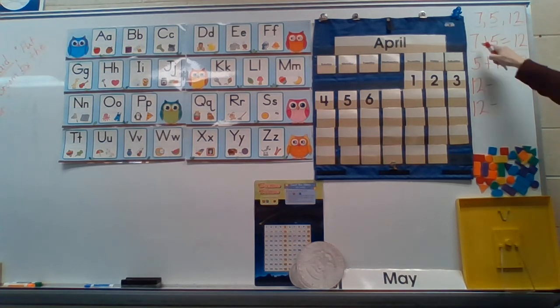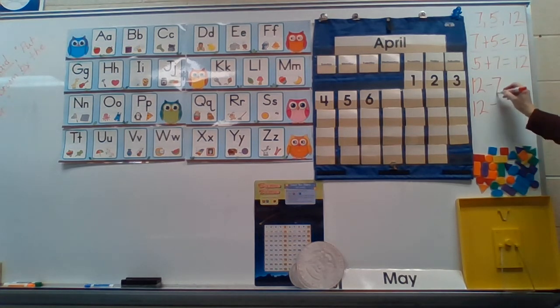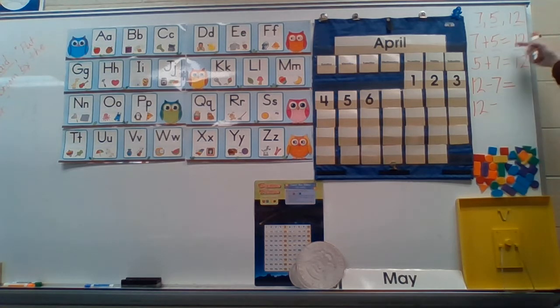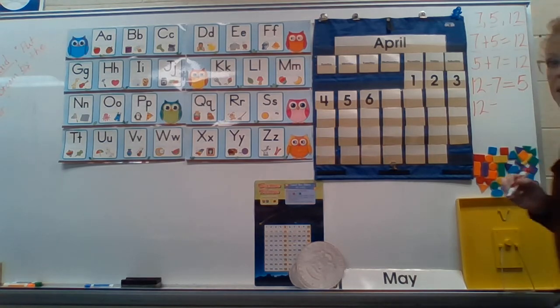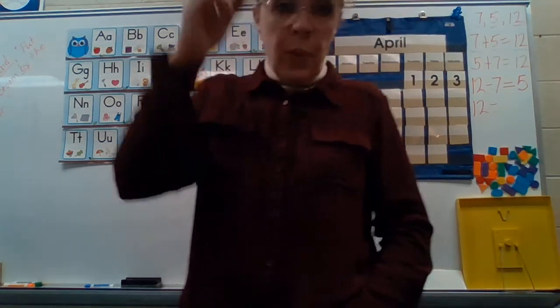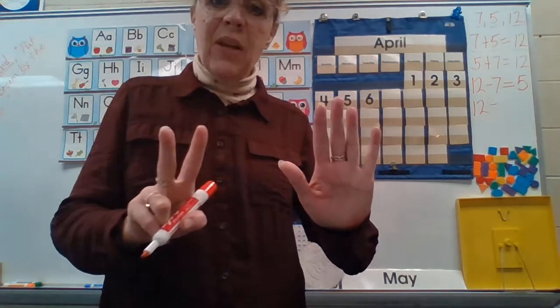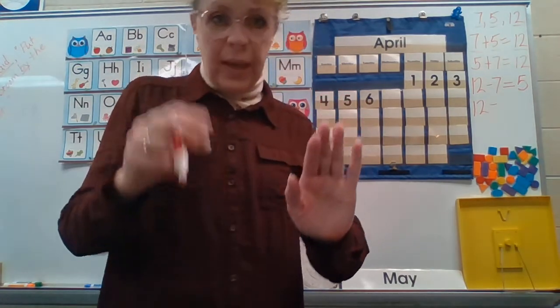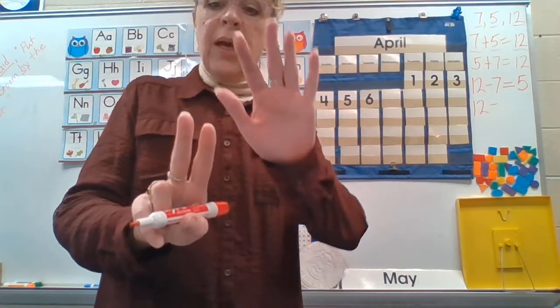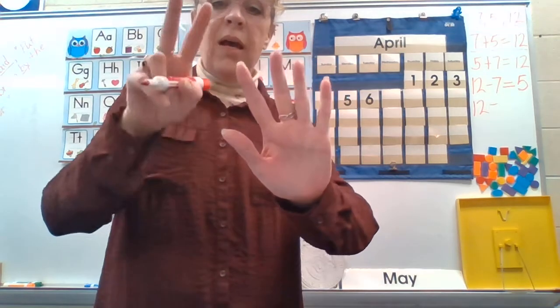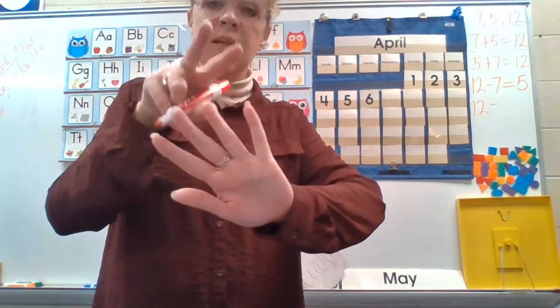So I added 7 first here, so I'm going to take 7 away first here. And the other number left is 5. It has to be 5, because I know these work. So this time I'm going to put 12 in my head, and I'm going to put 7 up, and I'm going to count backwards. Okay? 12, 11, 10, 9, 8, 7, 6, 5.